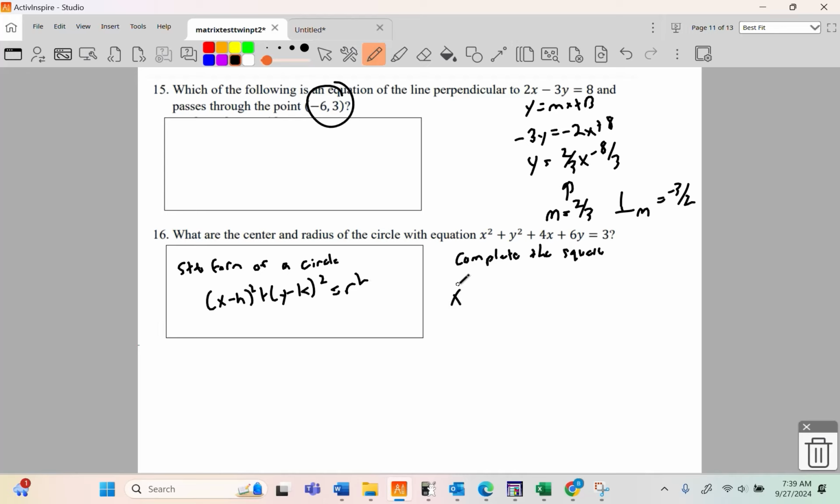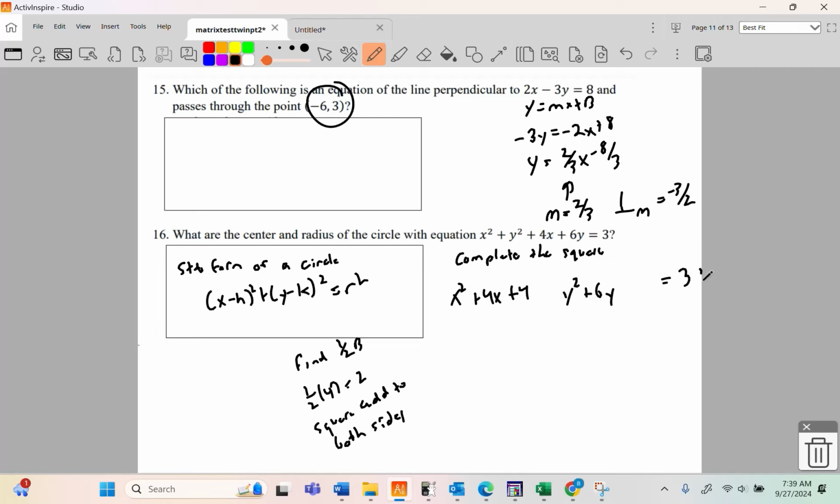Anyways, I'm going to group my x's. I'm going to group my y's. And I'm going to leave the constant on the right. And there's steps to this. The first thing is to take half of b. So I'm going to find half of b. And here b is 4. That's 2. And I'm going to square it and add to both sides. So if I take 2 and square it, I get 4. And I got to add it to both sides, otherwise I break this concept of balance.